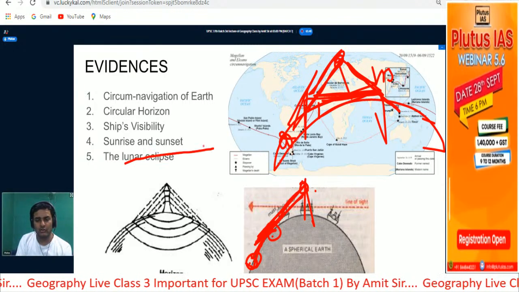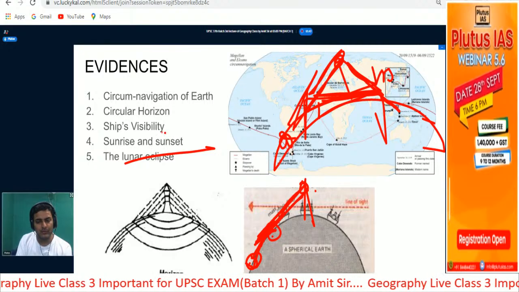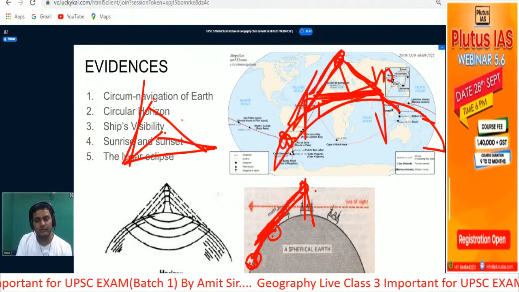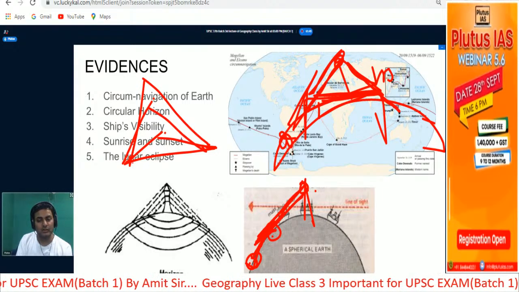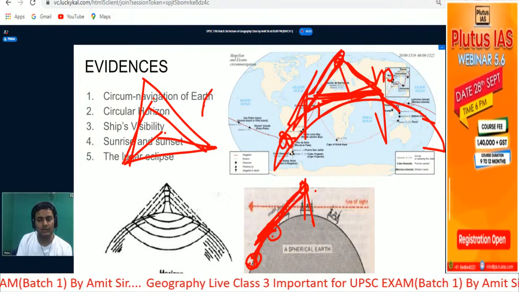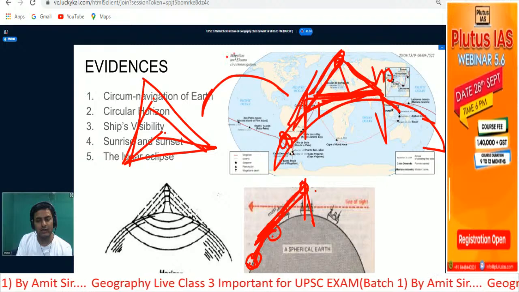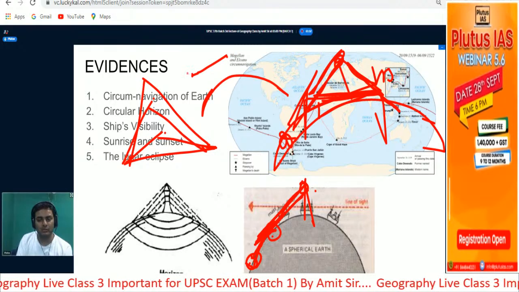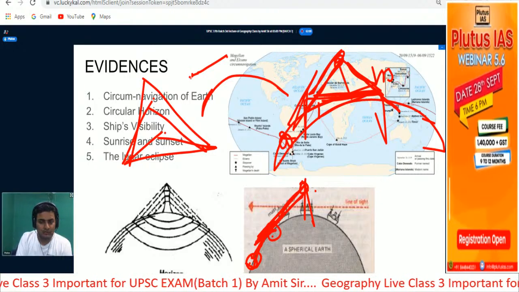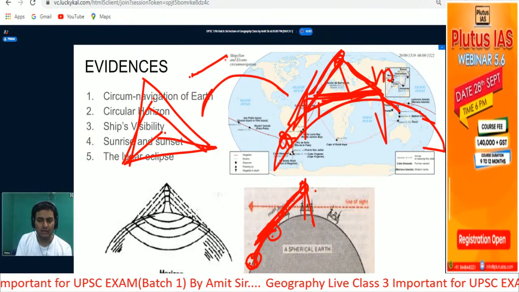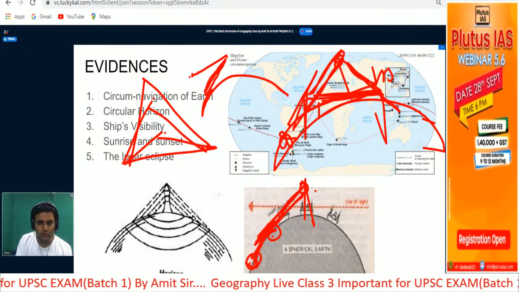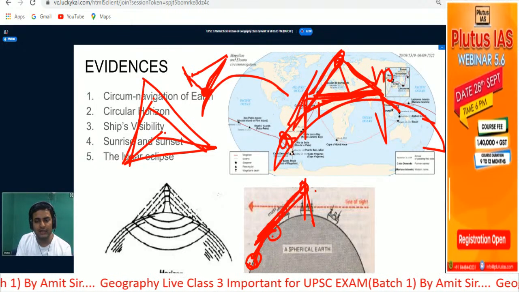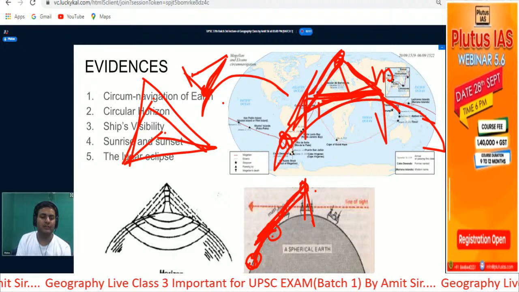If you are on a flat surface, from here you can see this much, from here you can see this much. But it is because of the circular shape that if you are here, though you would be able to see here, you will see only sky, not the earth, because the earth is not here. Earth is only up to this point. So the horizon will be at this point, and you will find that the sky is meeting the earth at this point. This is the horizon for your eye.